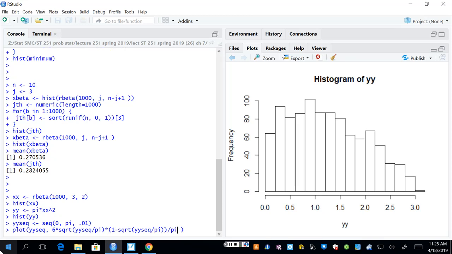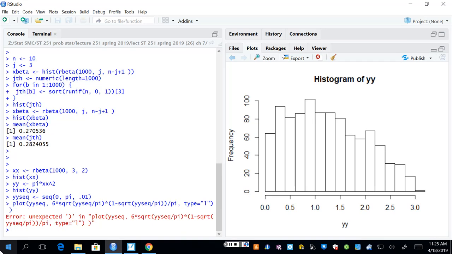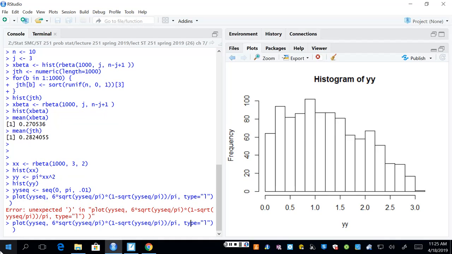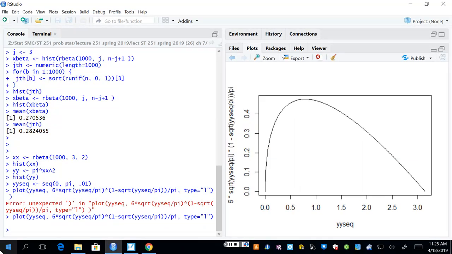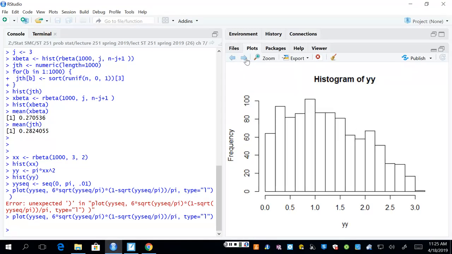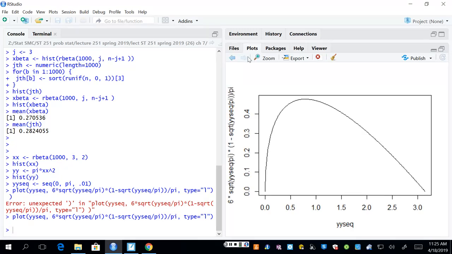And so let's make it a nice line. So that should look kind of like that curve if things have worked out. That's what that density function looks like, and here's our simulation of 1,000 values. It's not dissimilar from it.